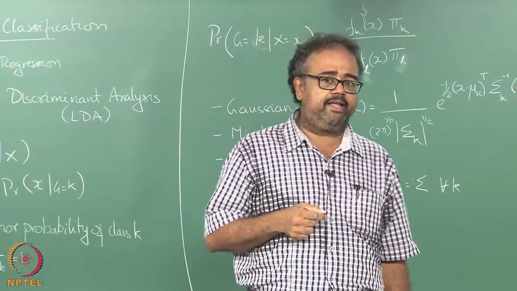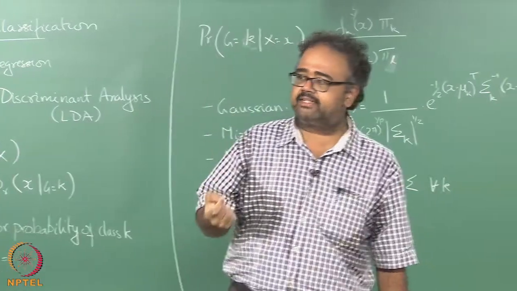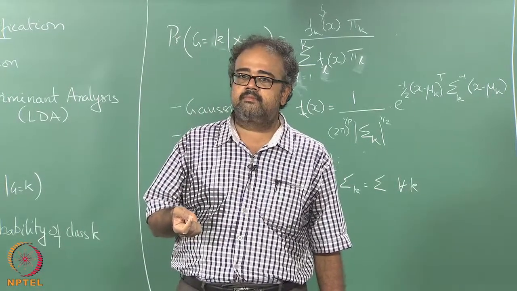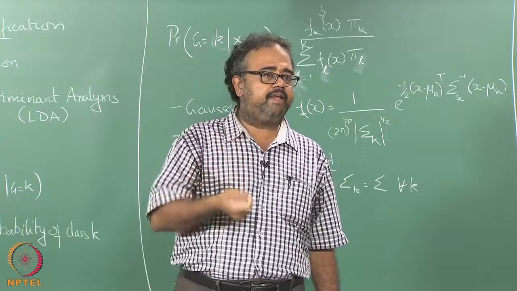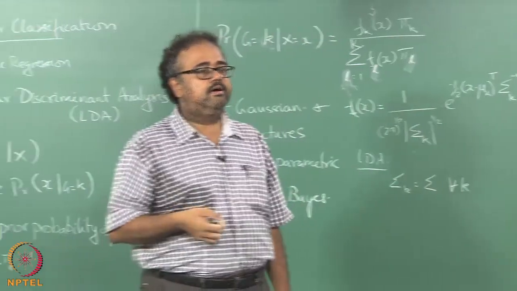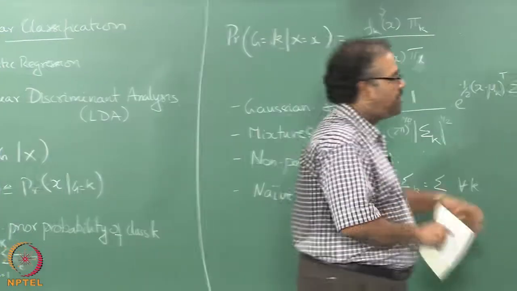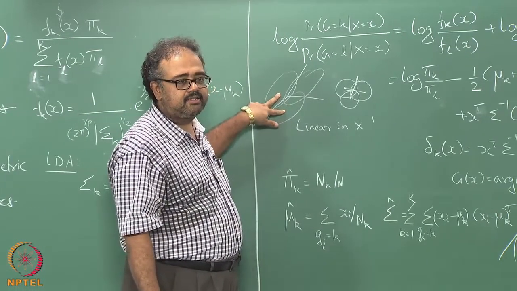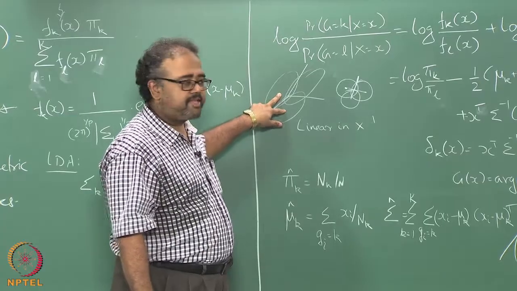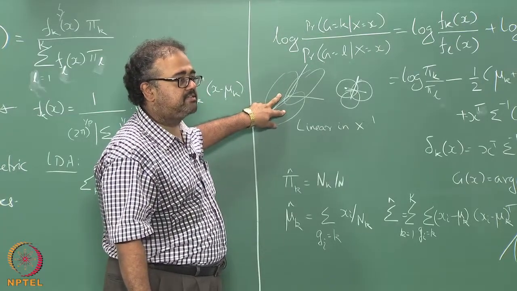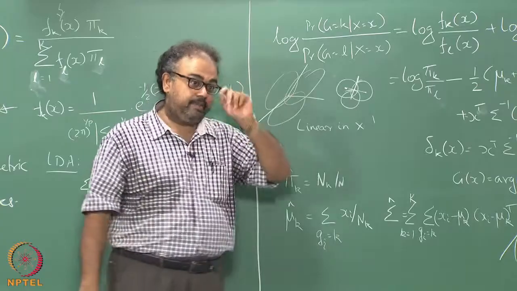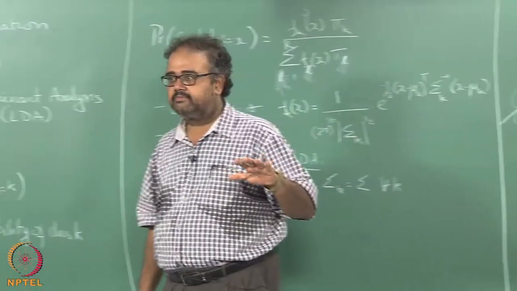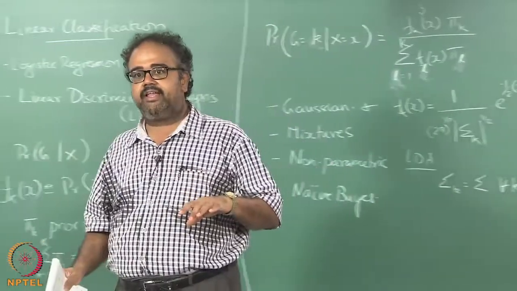You can think of LDA as actually finding directions along which the variance between the classes is maximized, at the same time minimizing the variance within the classes. So PCA just maximizes the variance of the data. LDA maximizes the variance between the classes.